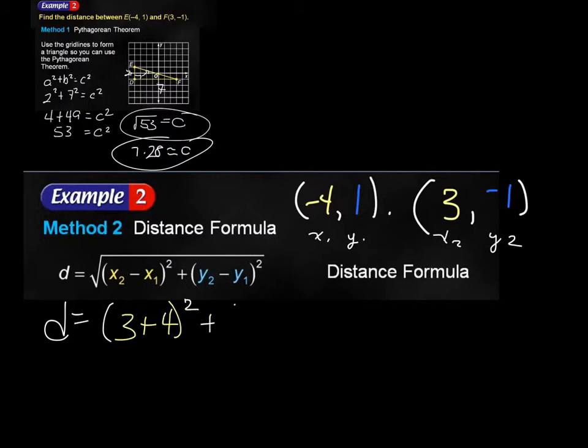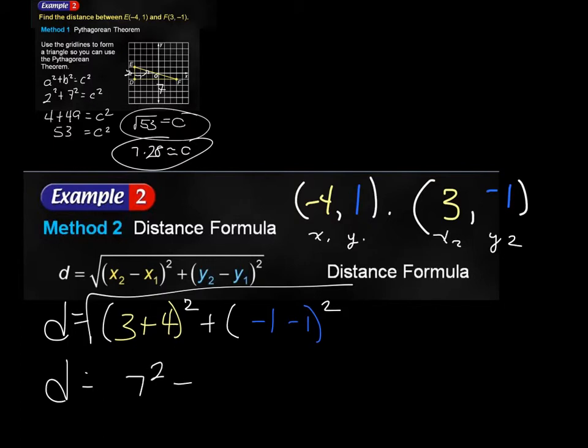Squared plus the difference in the y's. So y sub 2 is -1, y sub 1 is 1. Squared, and then we're going to have to take the square root of that whole business. So we've got 3 plus 4 is 7. And -1 minus 1 is -2.